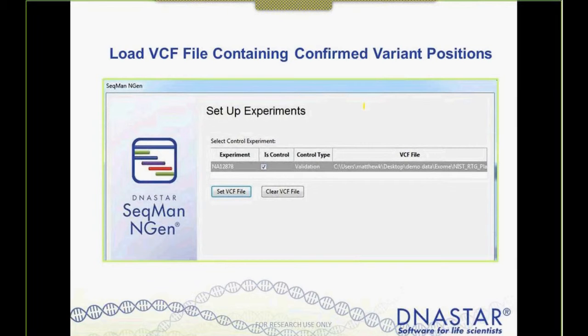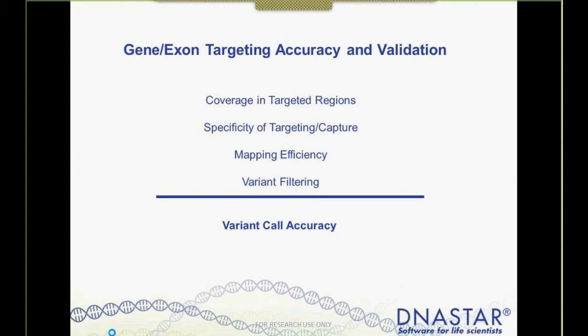The VCF file contains these confirmed variant positions. So again, we set up the experiment, we pick the VCF file that contains all the answers, essentially. It's the answer key for all the SNPs in that data set. And by doing all this, we actually can measure different points in the process where you can actually lose some accuracy.